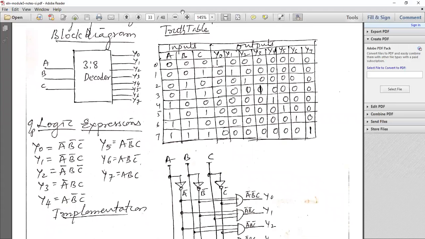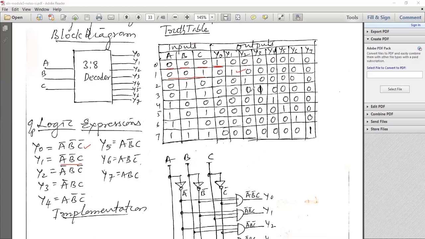So if we want to write the logic expression for the realization of the 3:8 decoder, first we need to write these values. What are these values? Y0. When the output will be only Y0, then you write A bar, B bar and C bar. Next, for Y1, what is the input combination? A bar, B bar and C. Write that A bar, B bar and C.